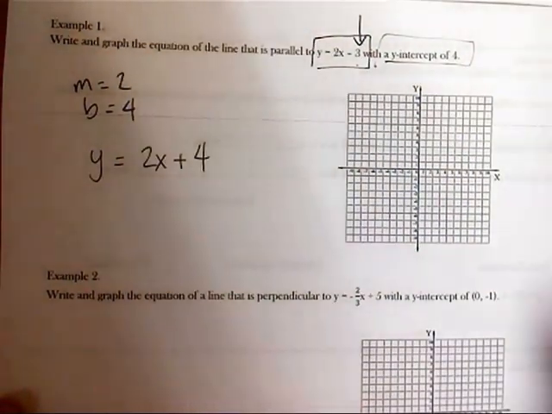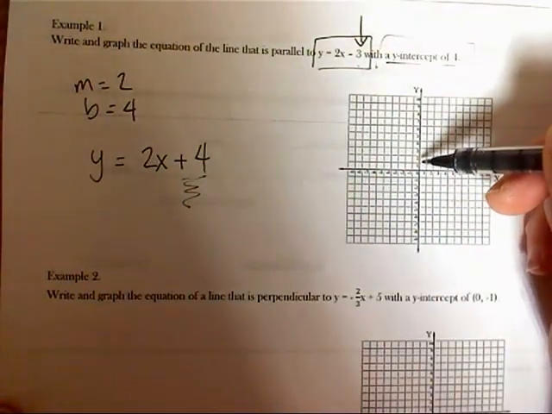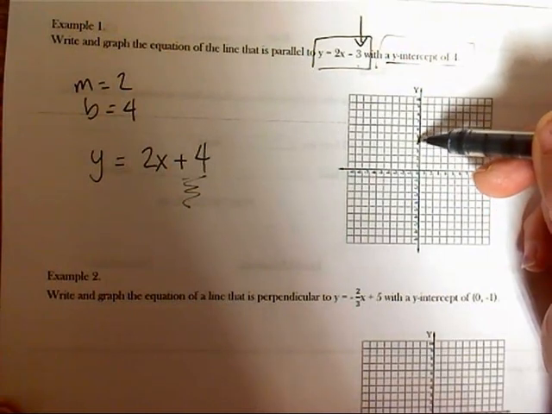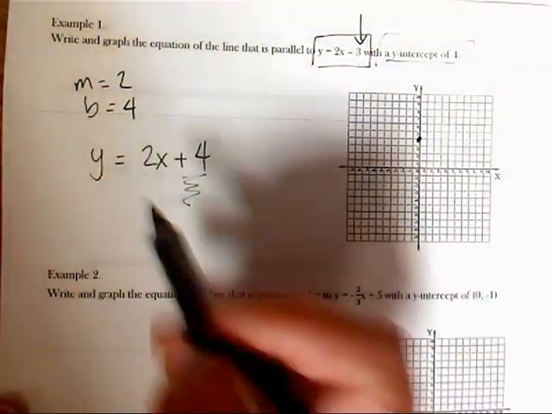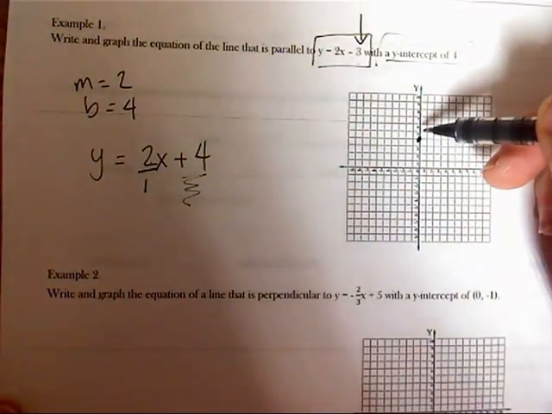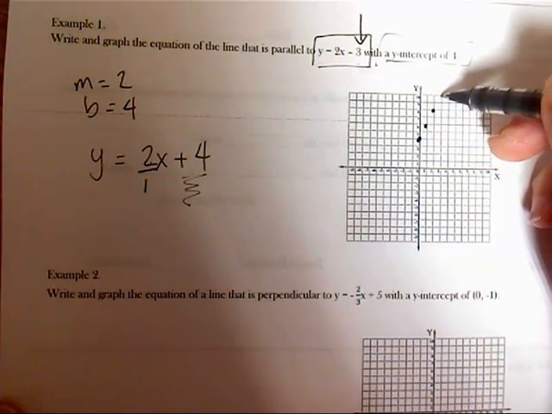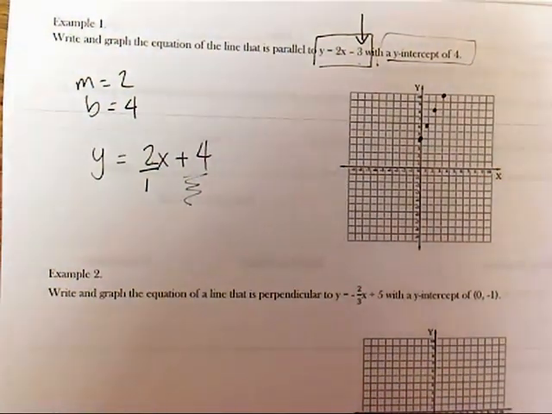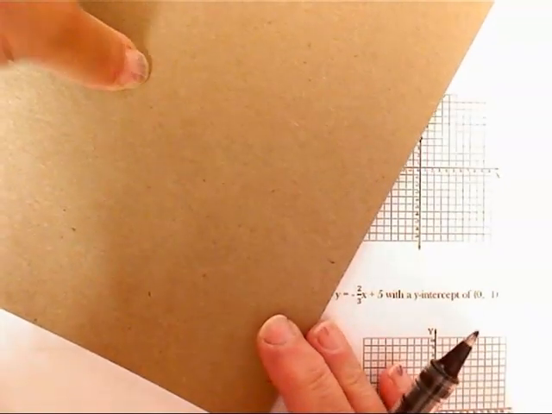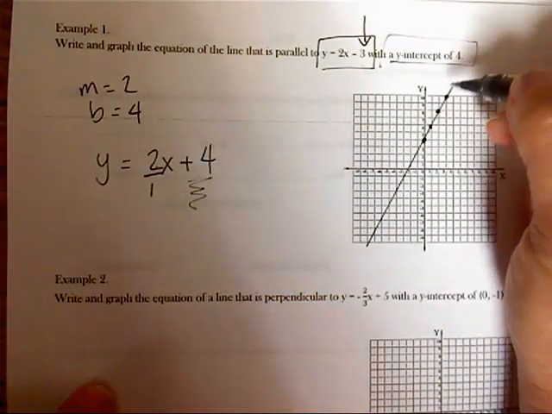They also asked me to graph it, so I'm going to start right here with the y-intercept of 4. 1, 2, 3, 4. And I'm going to make a dot on the y-axis. And then my slope is positive 2 over 1. So every time it goes up 2 over 1, up 2 over 1. And I forgot my ruler again, so here's my trusty tablet to draw this line through these points. And there we have it.